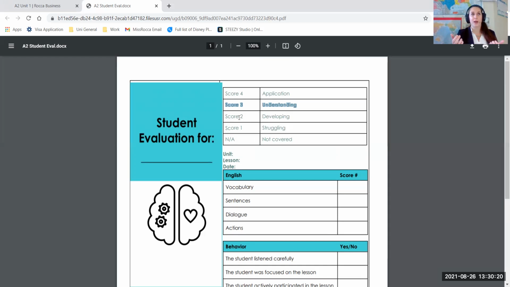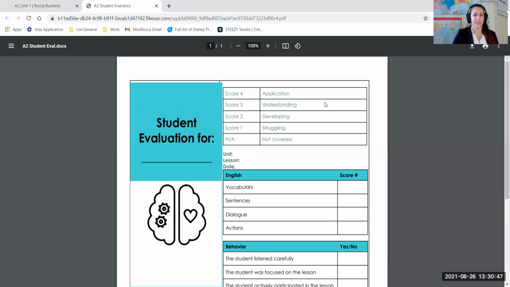Understanding is a little bit higher level, obviously. And so that's more of maybe they're trying to make the sentence, but maybe they're grammatically not able to quite make it, or they are saying the full sentence completely, but maybe they don't fully connect the sentence to the picture. So they're just repeating, but they don't really know what they're saying.